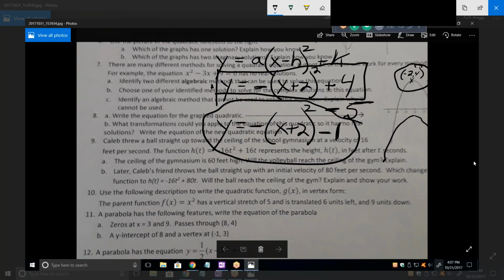So I could have moved it down 6. And that would have been minus 2. I could have moved it down 7. That would have been minus 3. So there were literally an infinite number of solutions.